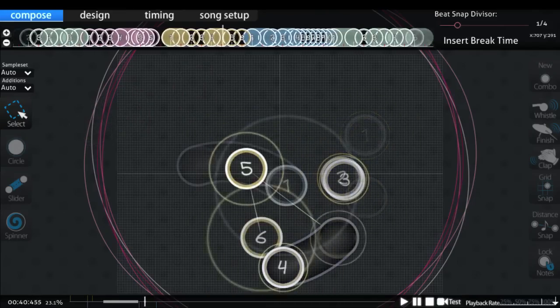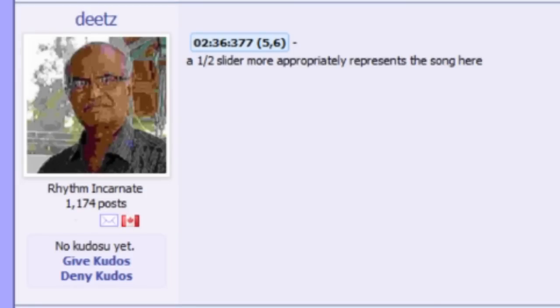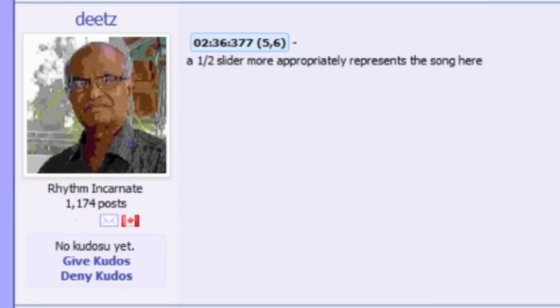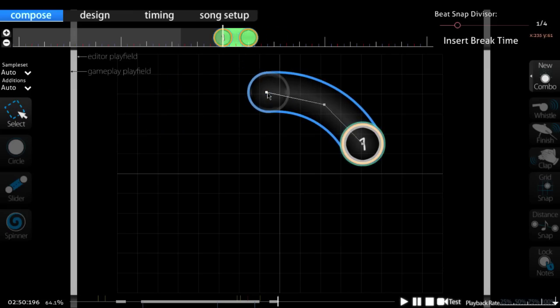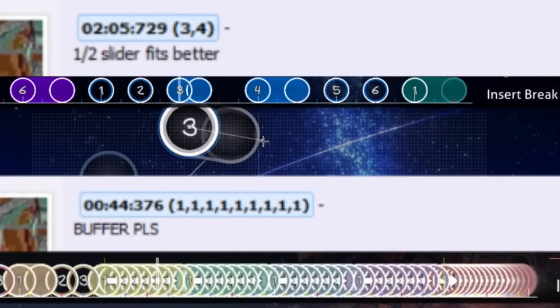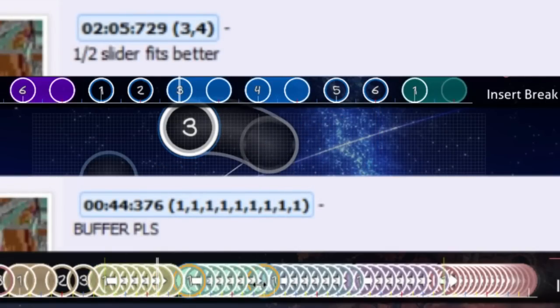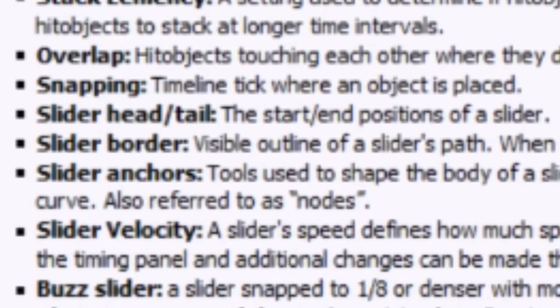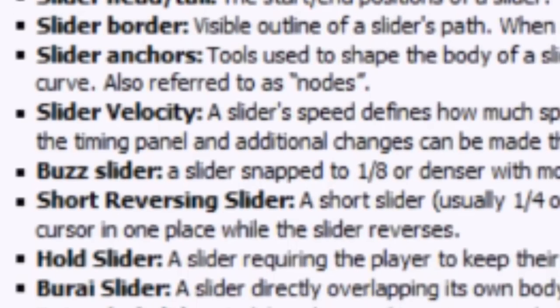I see mods on new mappers' maps saying stuff like, a 1/2 slider more appropriately represents the song here. To the modder, saying 1/2 slider is as common as saying hello. It's painfully obvious since it's used so often. Does it make sense to the new mapper though? Not at all. There's tons of terms like this, stuff that's both more simple and more complex than what this glossary could ever list. And a good portion of these terms are meaningless to new mappers.